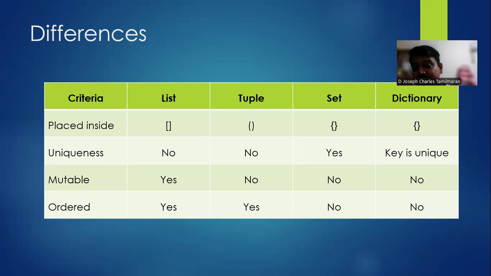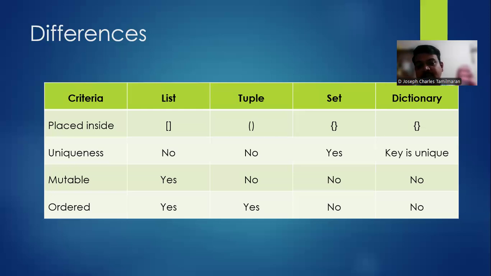Ordered: list will have an index, tuple will also have an index, set doesn't have an index, so we cannot ask it to print the value in the first position or the value in the second position. Like that, we cannot slice the set, and we cannot ask Python to print one item using the address, because it doesn't have an address. It's a different method to access the values in a set.